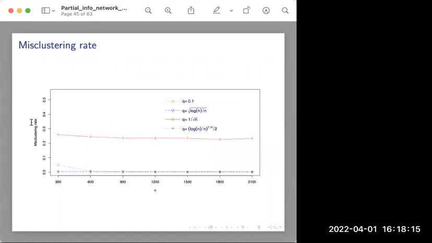And here we are plotting the clustering error if we apply our algorithm. We can see that for most of the Q choices, the error converges to 0 as N increases. But for this line here, where the Q density equals 1 over square root of N, it doesn't seem to converge. This is beyond the parameter recovery regime our algorithm is capable of achieving.